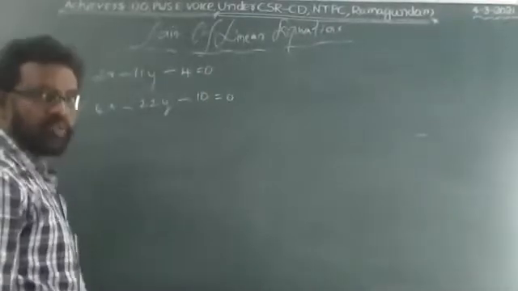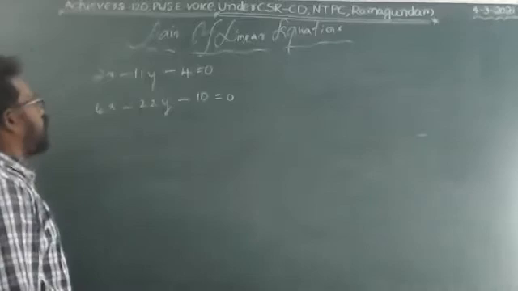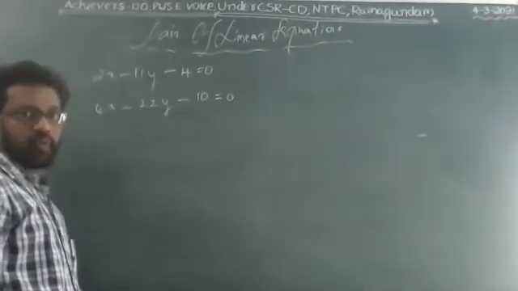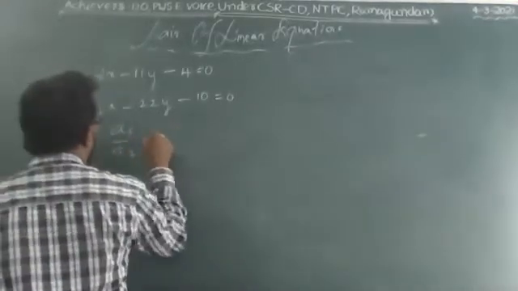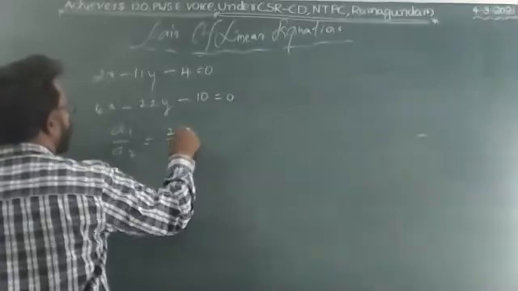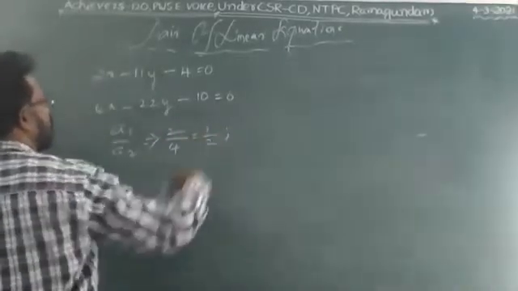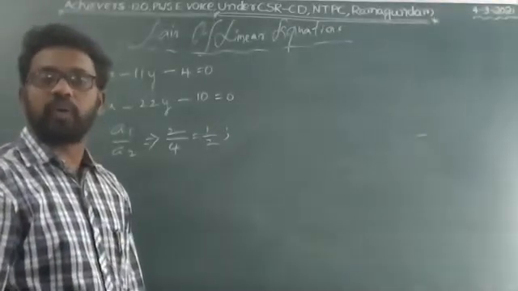Here is one of the questions: 2x minus 11y minus 4 equal to 0, and 4x minus 22y minus 10 equal to 0. So now, come on, find a1 by a2. A1 is 2, a2 is 4. So 2 ones are 2, 2 twos are 4. So 1 by 2 you can write.